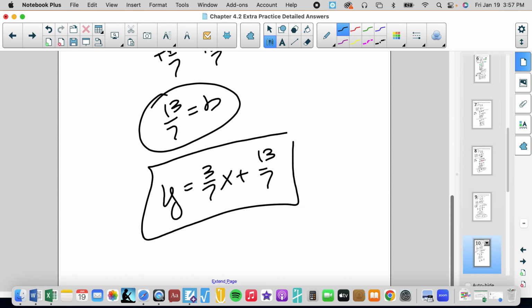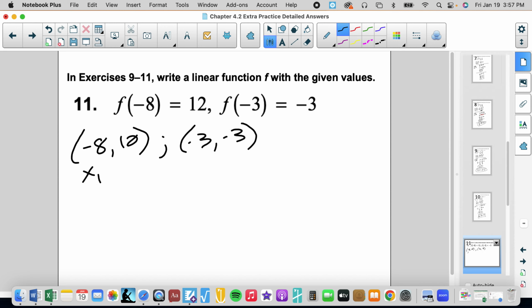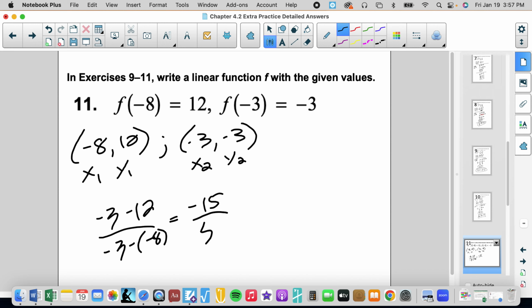I would not give that as a mixed number. I would give it as an improper fraction. Oh, and it's not y, it's f of x, Mr. Mack. Silly. Still making that mistake. The first point is (-8, 12). Second point is (-3, -3). x sub 1, y sub 1, x sub 2, y sub 2. -3 minus 12 over -3 minus -8. -15 over 5, which gives us -3 as the slope.